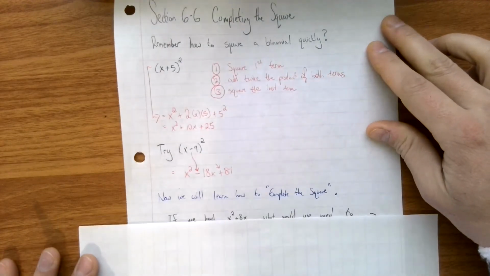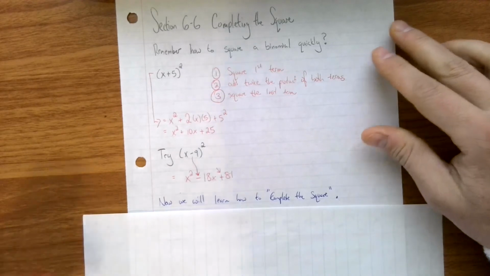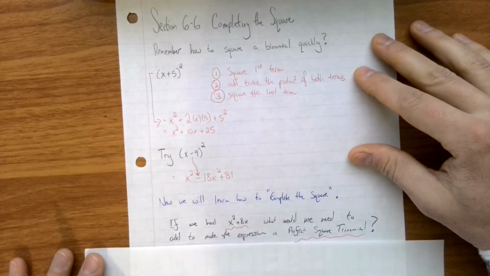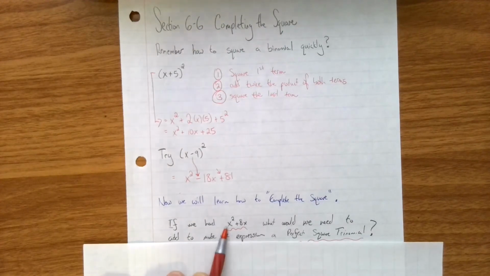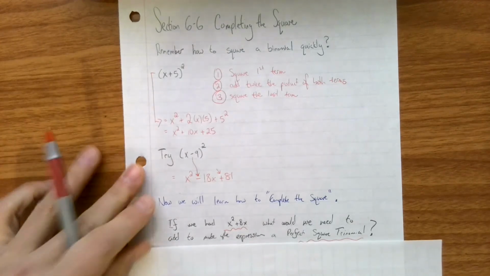All right, so now that we have that, what we want to do is learn how to complete the square. And so what we're trying to do is, if we had something like x squared plus 8x, what would we need to add to make the expression a perfect square trinomial?